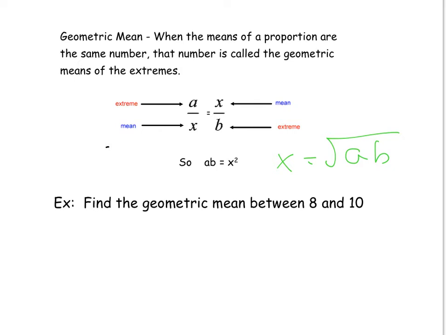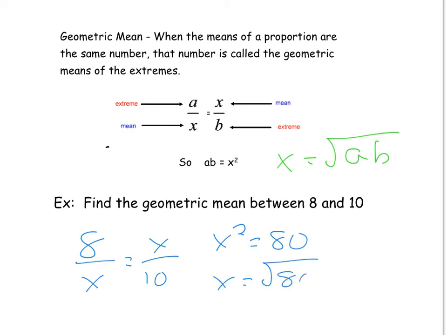Alright, so let's do this one right here. Find the geometric mean between 8 and 10. So I know now that 8 is to x as x is to 10. So x times x, x squared, is equal to 80. Well, x then would equal the square root of 80. We ignore the negative root, the negative geometric mean. Root 80, of course, 80 is 16 times 5. I can pull that 16 out, and my geometric mean is 4 root 5, because that's what the square root of 80 is, 4 root 5.